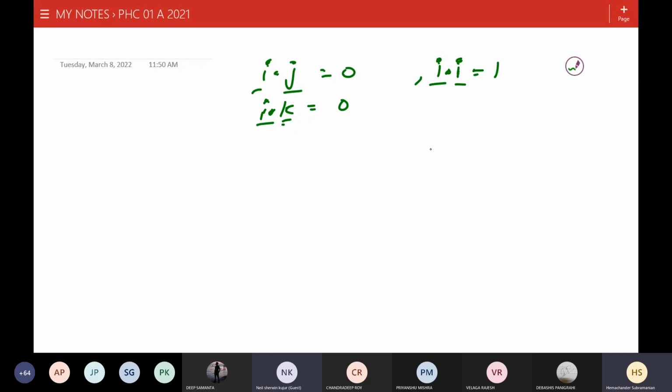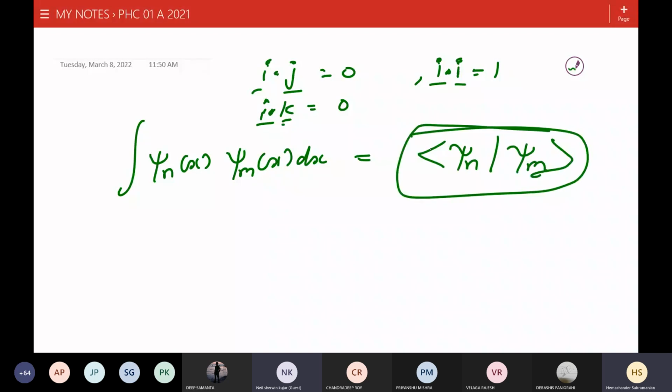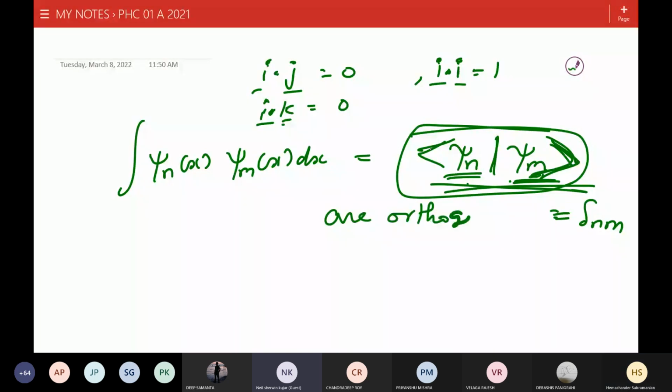So if you think of this thing, psi n of x, psi m of x dx, as some kind of a dot product between psi n and psi m. When I say a dot product, I'm writing the dot product like this. I'm not saying psi n dot psi m, but I'm doing this. This is basically a dot product. This is delta nm. So this means psi n and psi m are orthogonal, just like i and j are orthogonal.